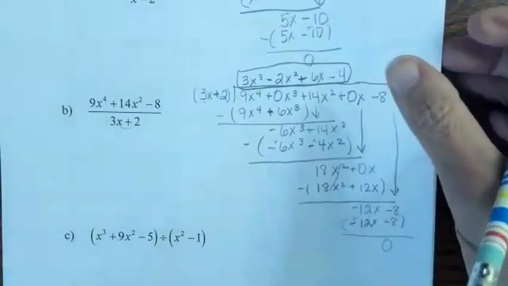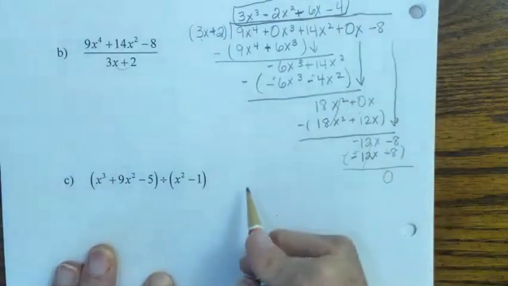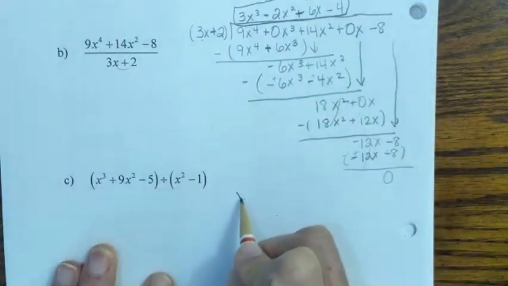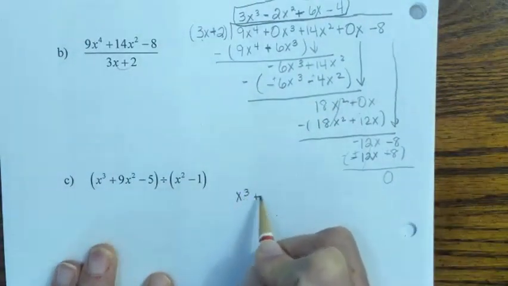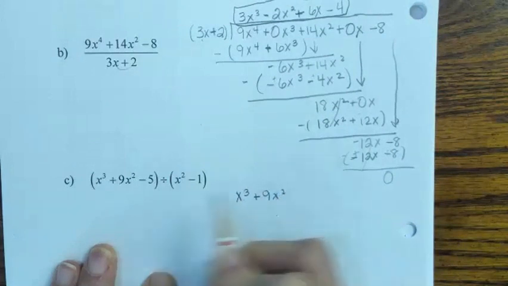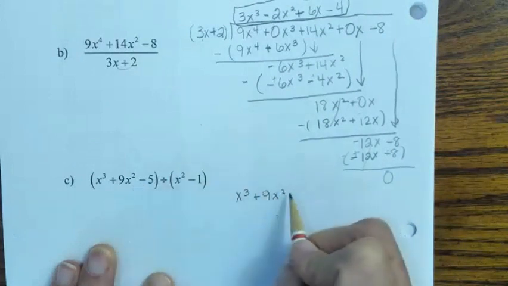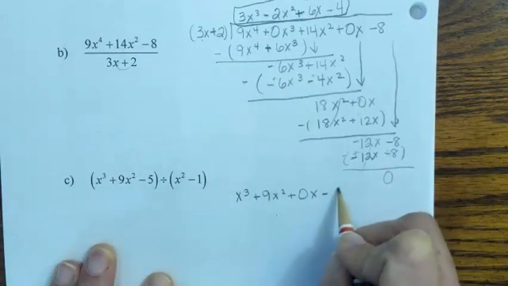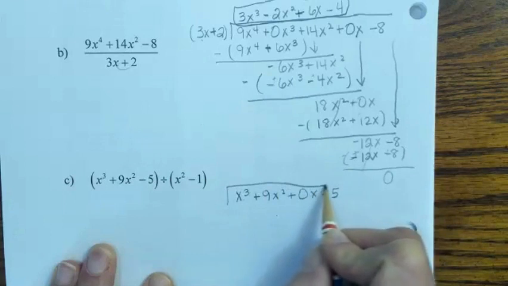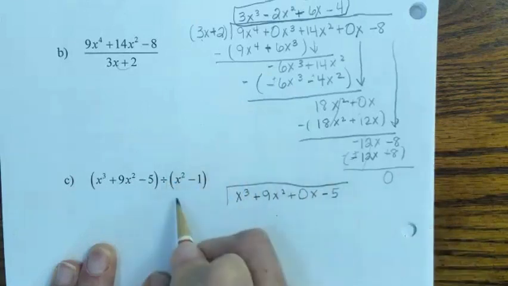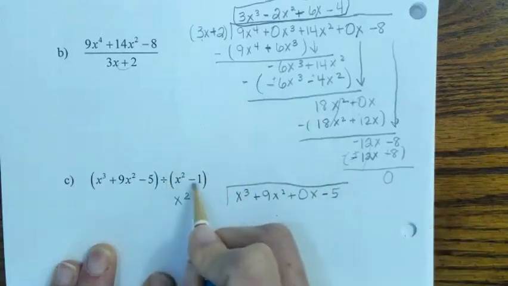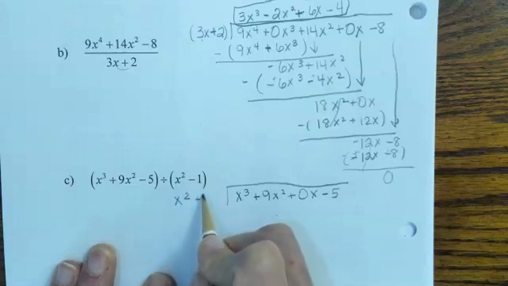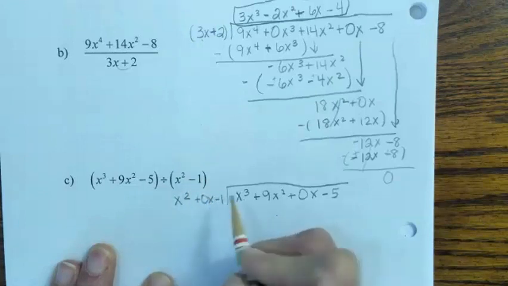My last example. So inside I will have to put an x cubed plus 9x squared. There is no net x to the first, so I need a placeholder. And then my constant, which is minus 5. My divisor, which is x squared. Again, there's no x term, so I'll put a placeholder, minus 1.